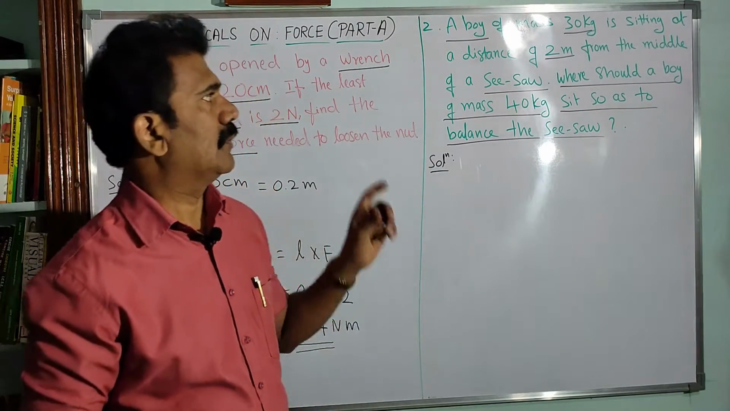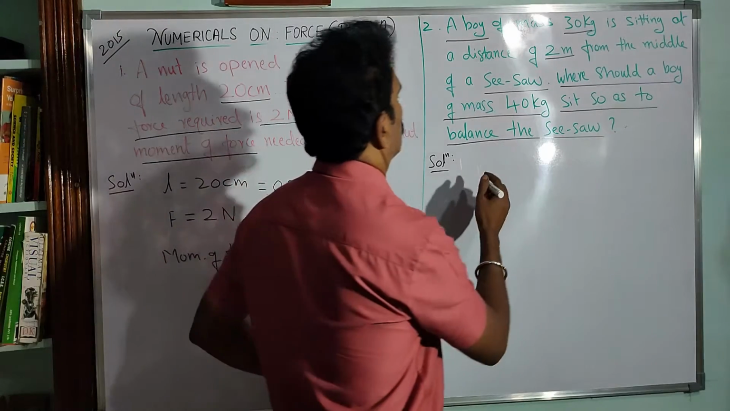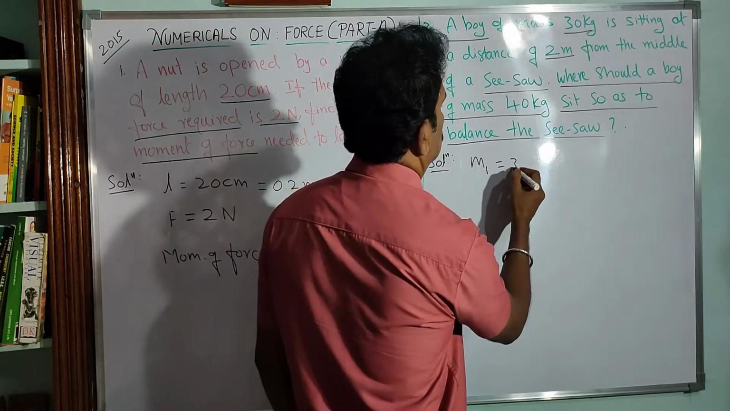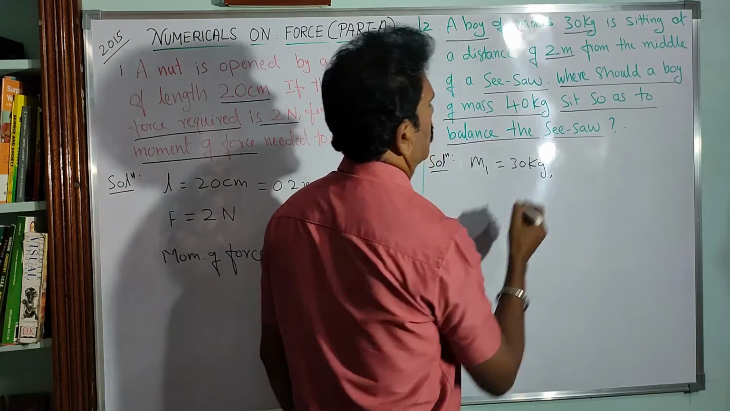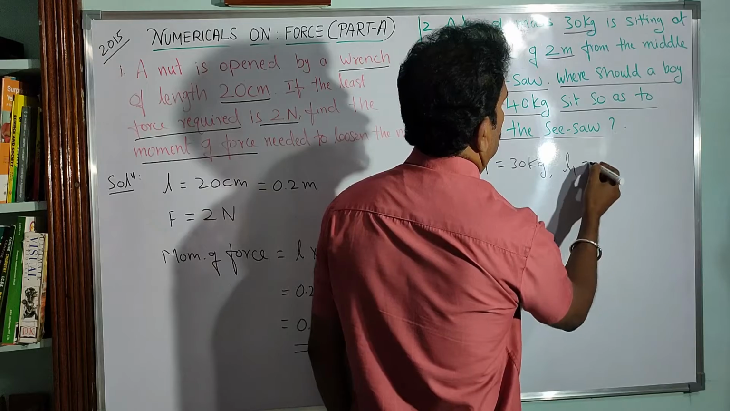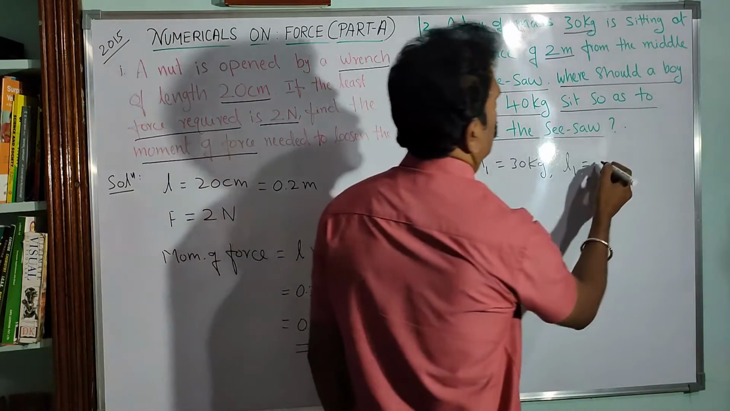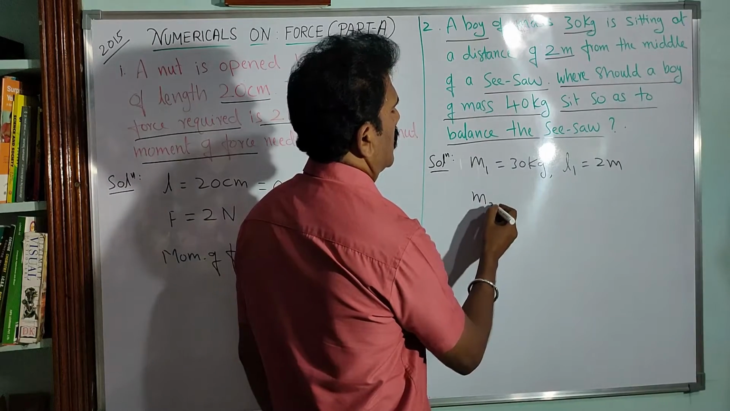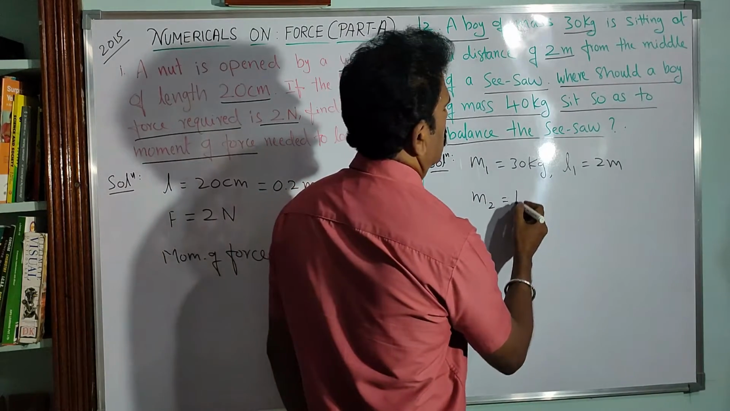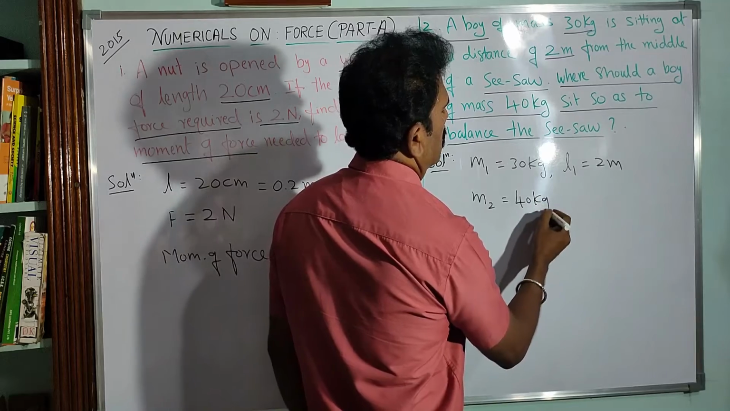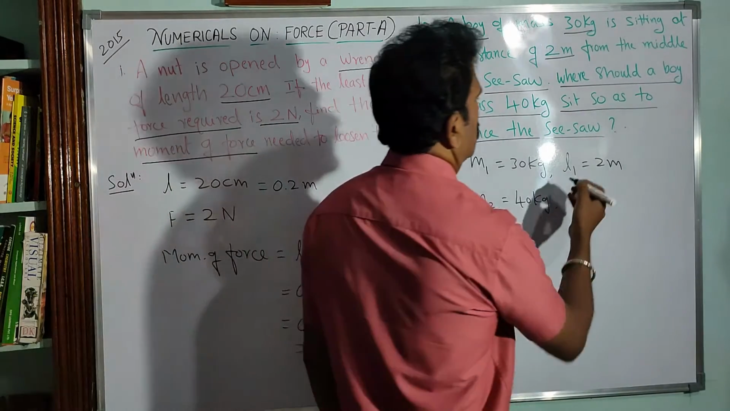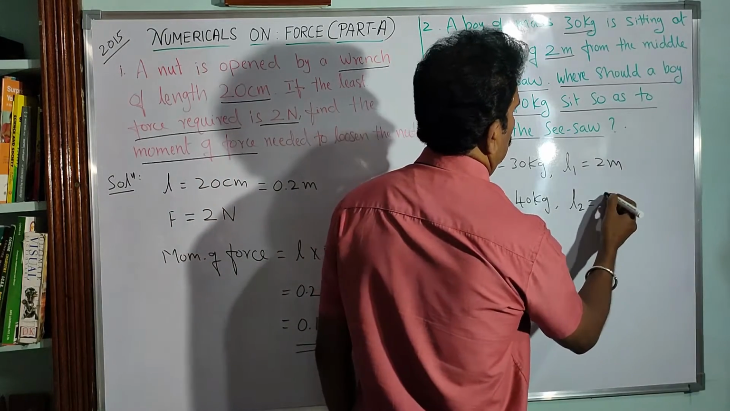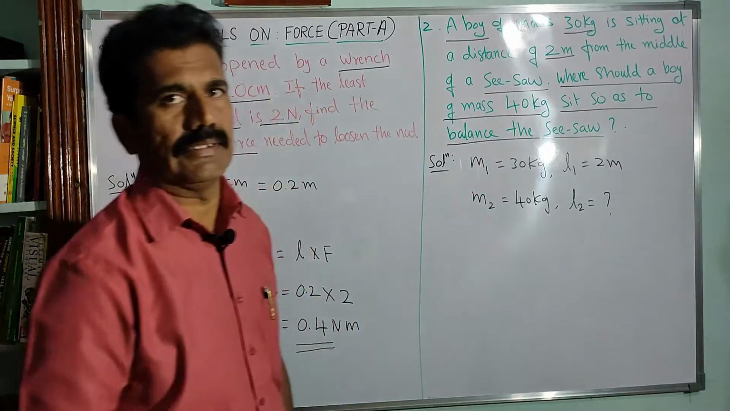Just go through the problem once again. What is the given data? Mass of the first boy is 30 kg, and he is sitting at a distance, let us say L1 is equal to 2 meter. Clear? And mass of the second boy on the other side is 40 kg. Where he has to sit for balance, they ask, so let it be the length L2 to be calculated.